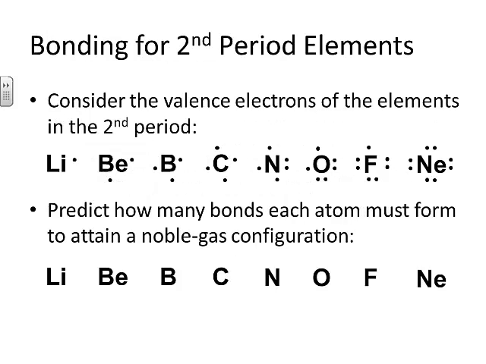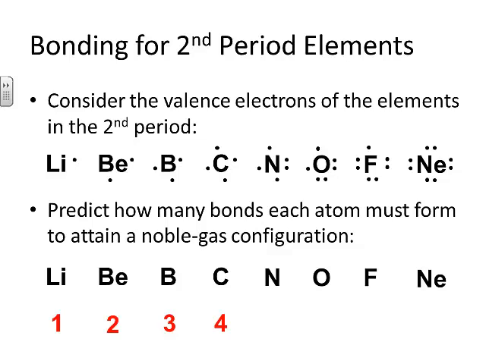See how you did. Now, let's consider the valence electrons of the elements in the second period. If we look at lithium through neon, this is what their dot structures look like. And let's use those dot structures to predict how many bonds each atom must form to attain a noble gas configuration. Okay, with lithium, it only has 1 electron. It can only bond 1 time the way that it is. Beryllium has 2, so once again, it can only bond 2 times. And boron has 3, it can only bond 3 times. So do those really form a noble gas configuration? We'll talk a little more about that on the next slide.